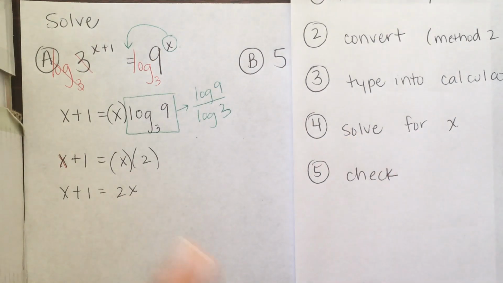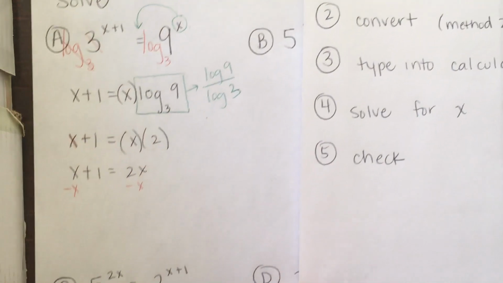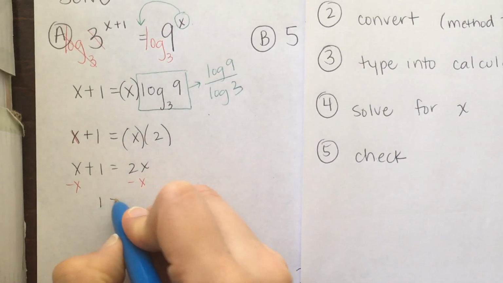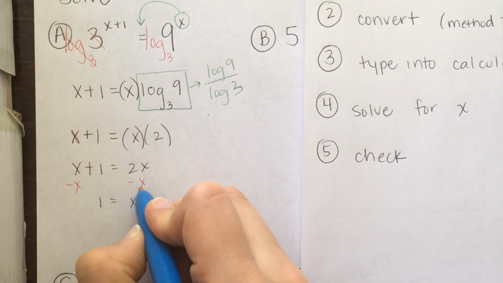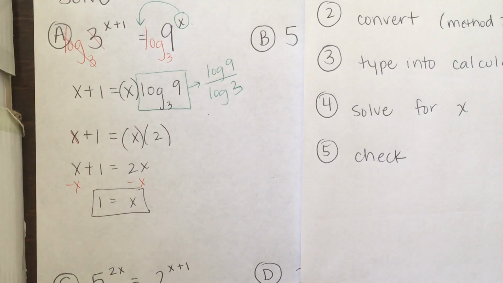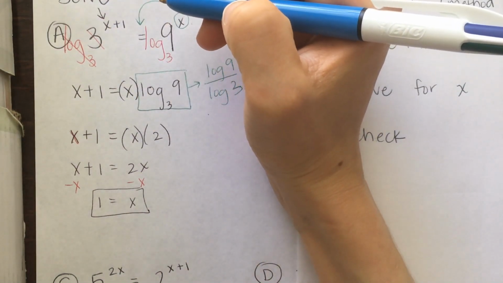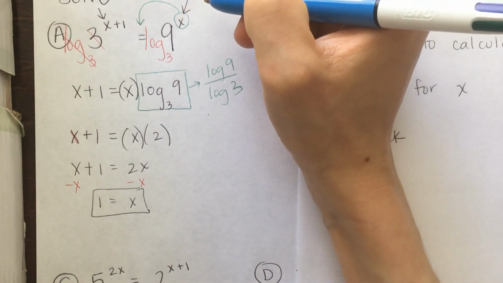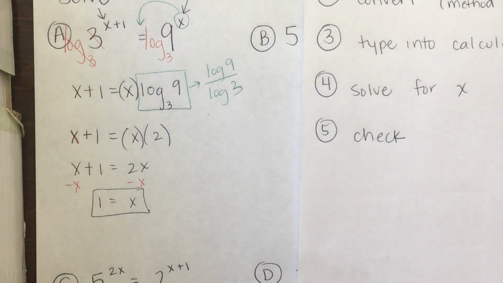All right, now we're on step 4, solve. So I need to move all of my x's to one side of the equal sign. Oh, 2x minus 1x is just x, and we're there. You can double check your work. If you plug a 1 back into this side, you'll get 3 squared, which is 9, and if you plug a 1 into this side, 9 to the 1 power is 9, so the left side equals the right. Perfect.